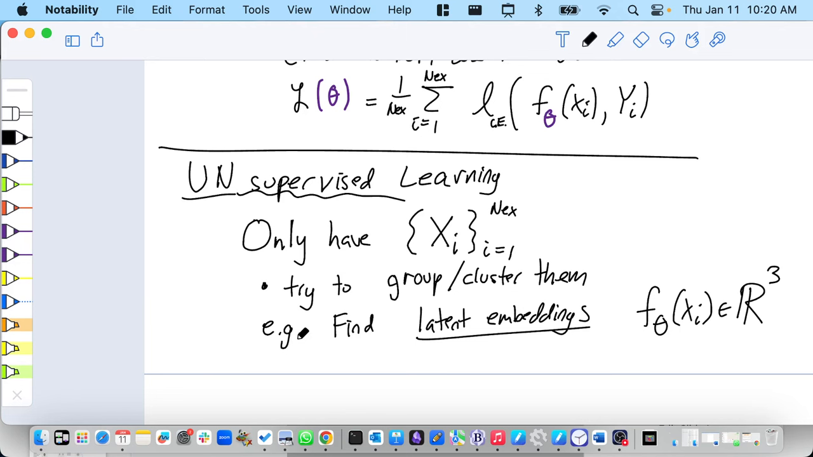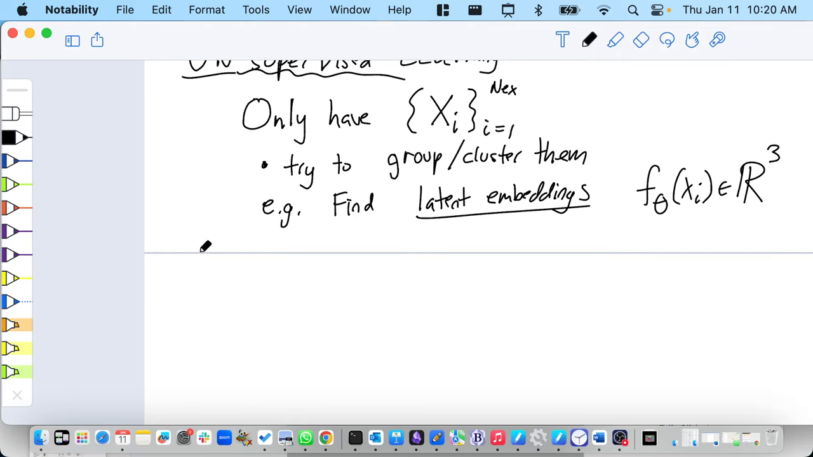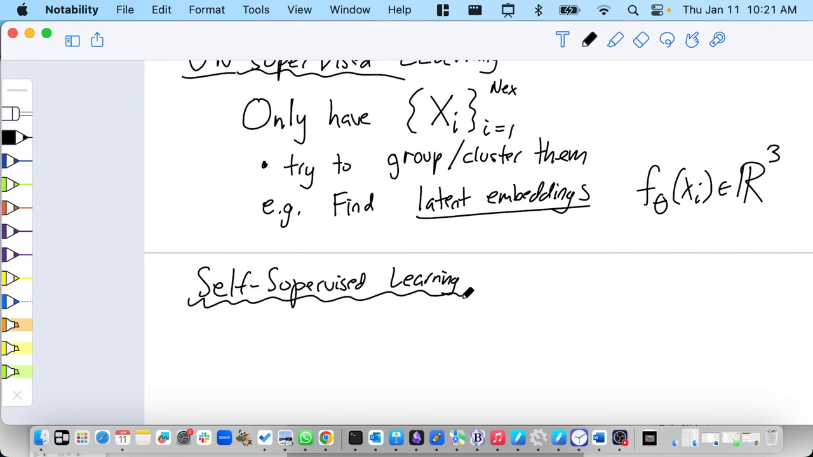The nice thing about unsupervised learning is you don't need the Ys, so you can get a big data set from Google just by searching. But there's kind of less you can do. It's not as specific. Okay, well, there's one thing in between, which is self-supervised learning. And this one is important because this is how language models these days work. So this is how ChatGPT works, basically.